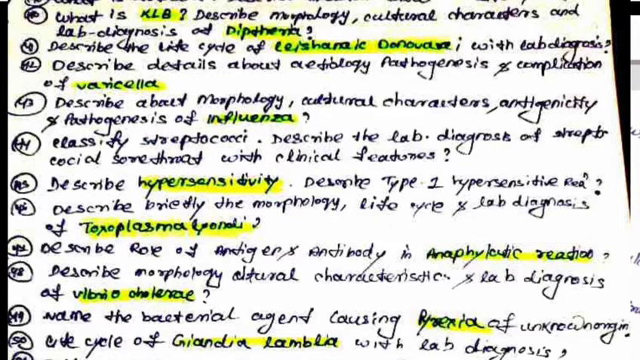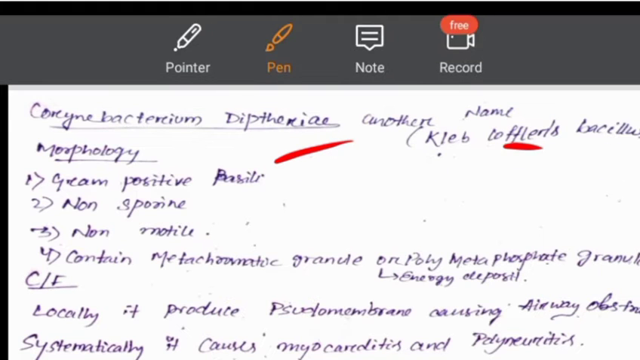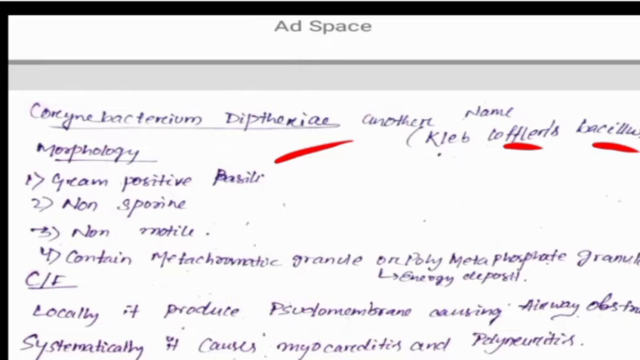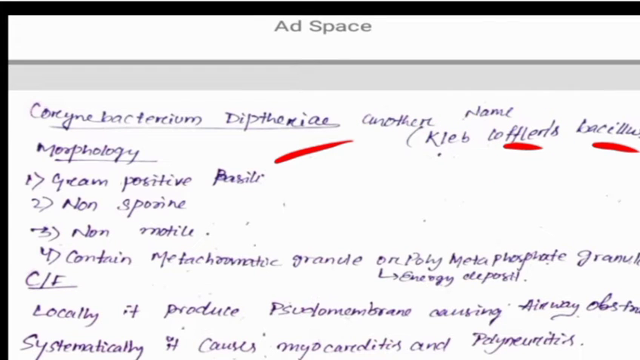KLB's full name is Corynebacterium diphtheriae. Why is it called KLB? Here is the answer: Klebs-Loeffler bacillus. Klebs and Loeffler are the two scientists who first discovered this diphtheria bacteria. That's why it is named the Klebs-Loeffler bacillus. It belongs to the bacillus group of bacteria, gram-positive bacillus. They do not contain any spore and they are not motile.